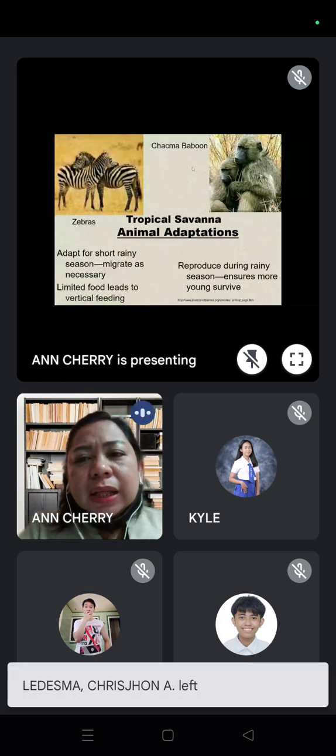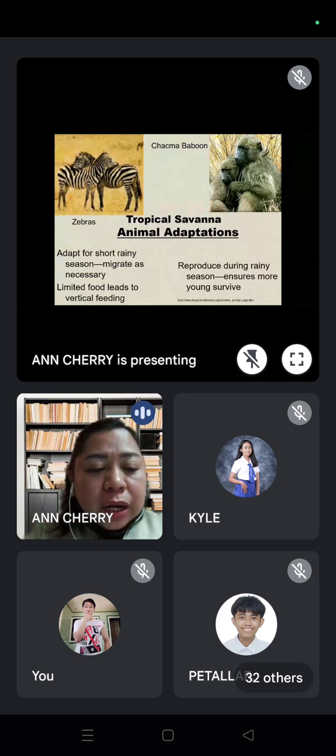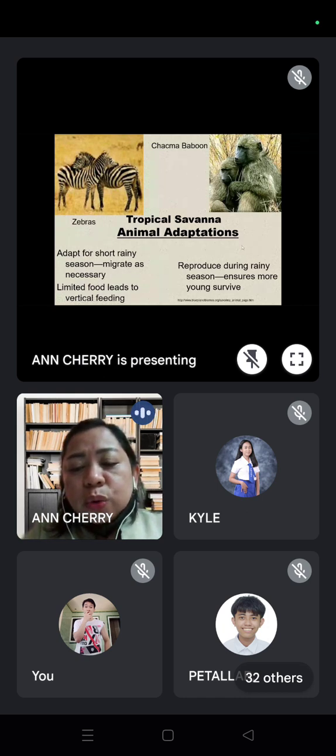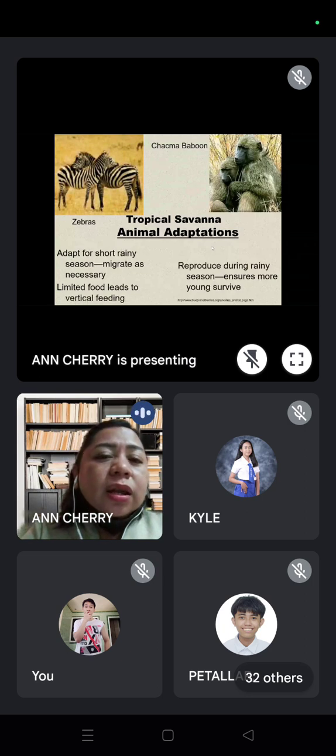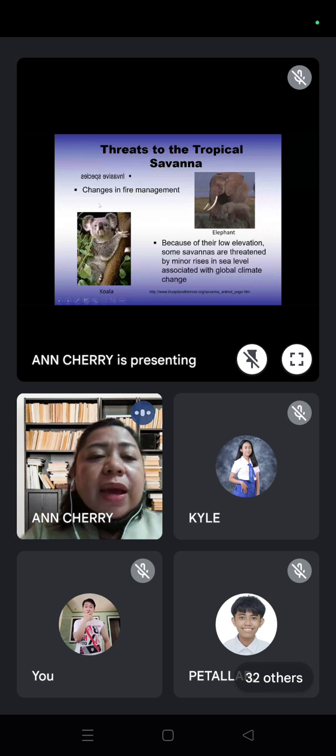And what animals will we see, and what are the adaptations of the animals in the savanna? They adapt to the short rainy season and they migrate as necessary. Limited food leads to vertical feeding, and they reproduce during the rainy season, which ensures more young survive. Okay, so the lions are in the savanna. Okay. What are the threats to the tropical savanna? Invasive species. I don't know if you have read lesson 3 of module 2.